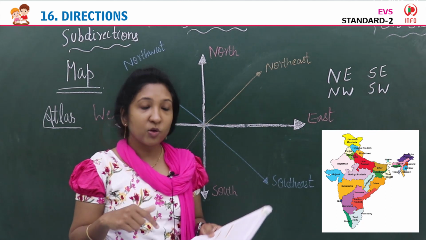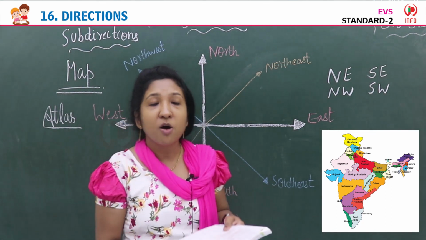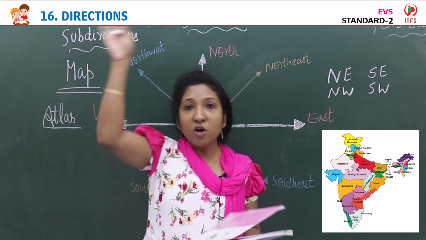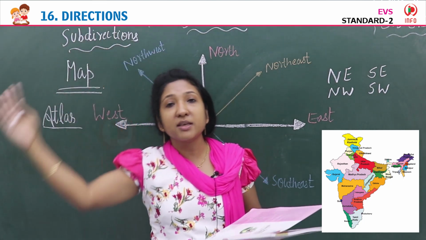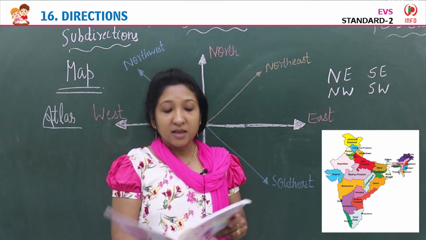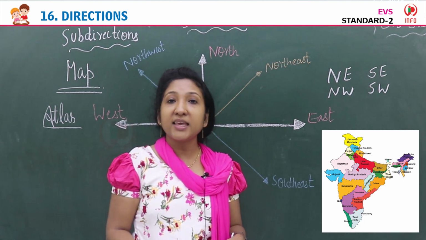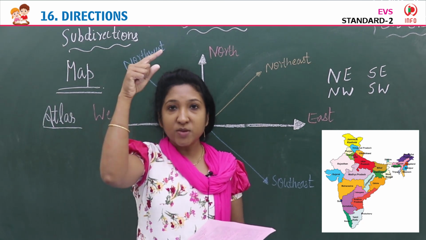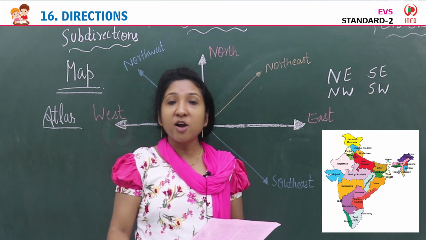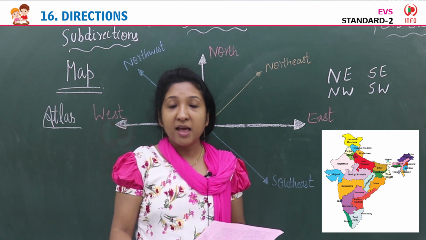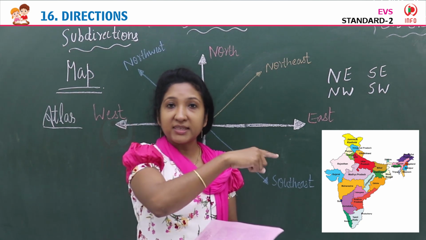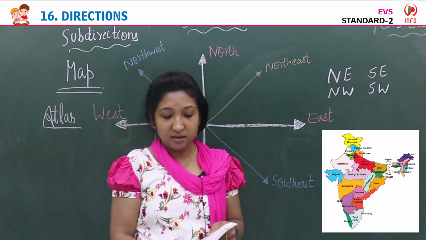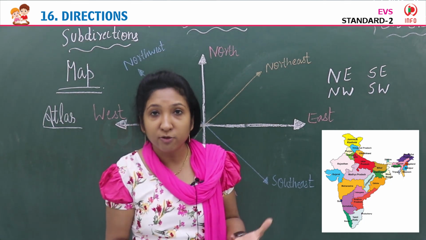Understood? Yes. So when we hang a map on a wall or here on the board, then the north is on the top, south is bottom, and your right side is the east and the left side is the west. So Jammu Kashmir is there on the north, Tamil Nadu is there on the south part, and West Bengal you can see here in the east, Gujarat we can see in the west. Yes. This is the way how you have to find the directions.